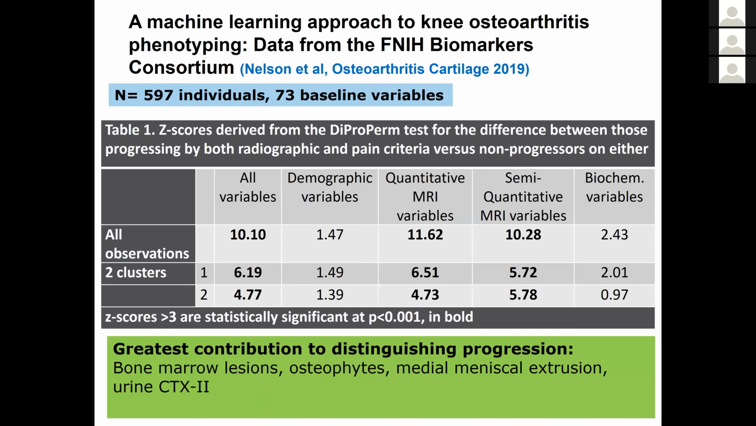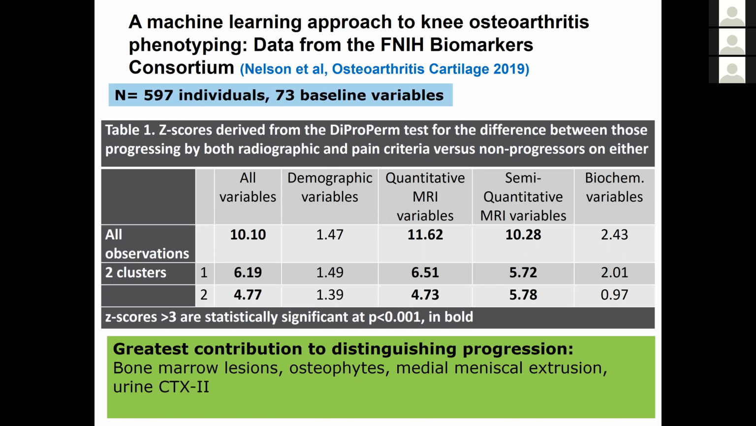So again, this was a study that shows that combining a number of different baseline variables may be leading us into defining a progression phenotype. And of course, this needs to be further validated. So where do we go from here?